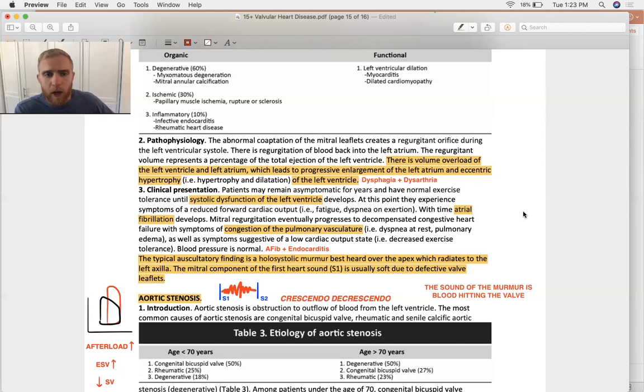And you can get a systolic dysfunction of the left ventricle, thinking all the way back. That's going to be your eccentric hypertrophy away from the center. And the reason why it's hypertrophying away from the center is so that it can accommodate this volume overload, because it can't get rid of this volume because there's a hole in the mitral valve.